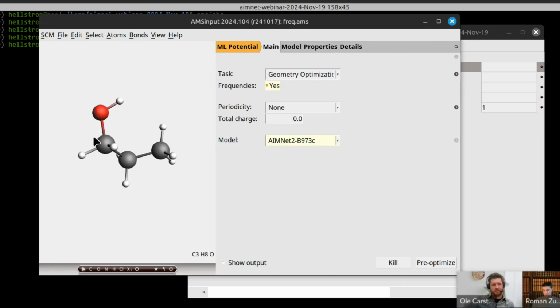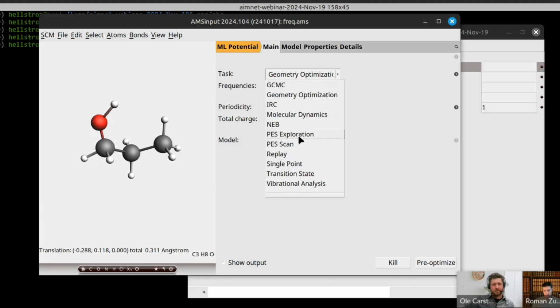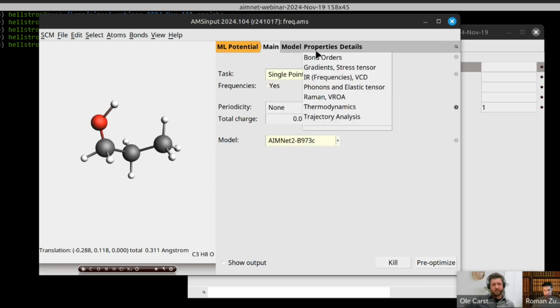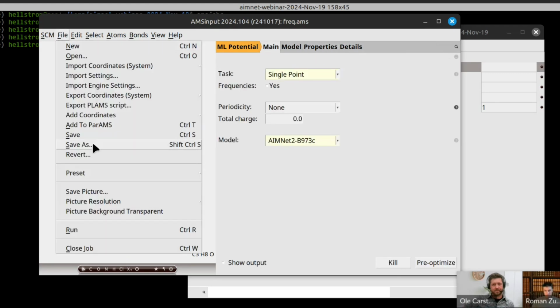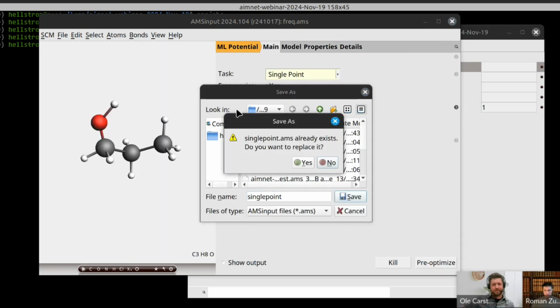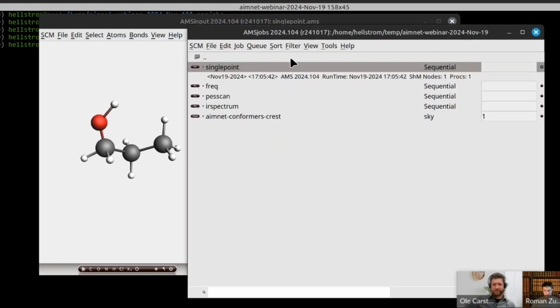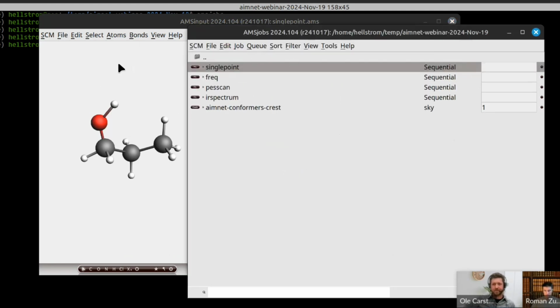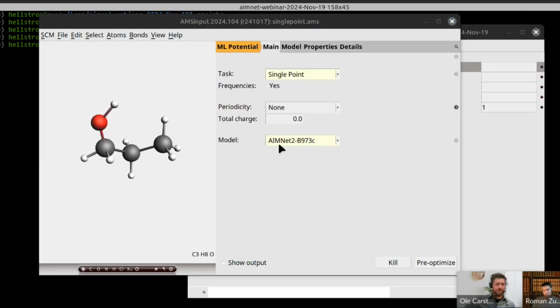Another interesting feature: because AIMNet is a committee model, it can predict energy and force uncertainties. So if I displace this little oxygen there, and instead run a single point calculation, remembering to calculate the forces, I can save this as a single point and run it. And when that has finished, I can open it in AMS view.